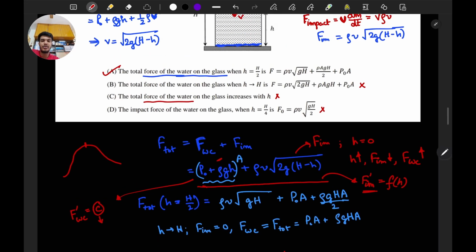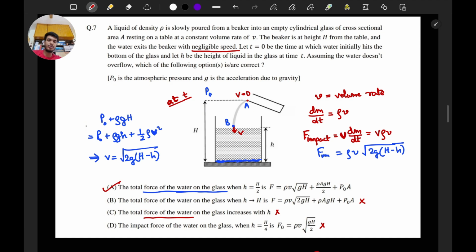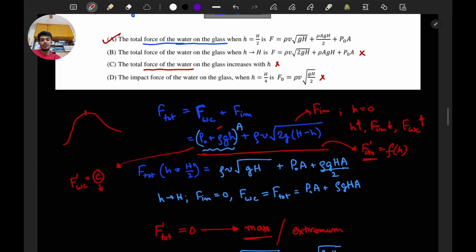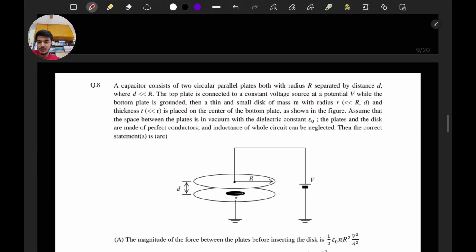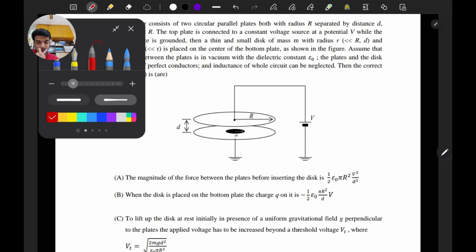So here only option A is correct, as I can see in this question. So in question 7, only option A would be correct. Okay, so let us now move into the next question, which is question 8. It is a capacitor problem, and it's quite a nice problem, to be honest.